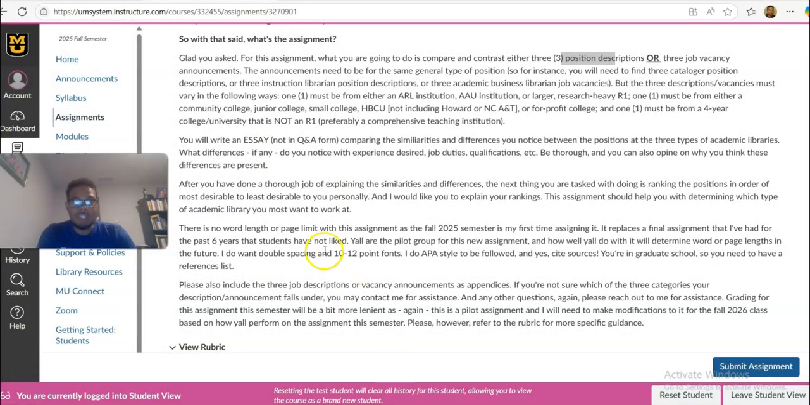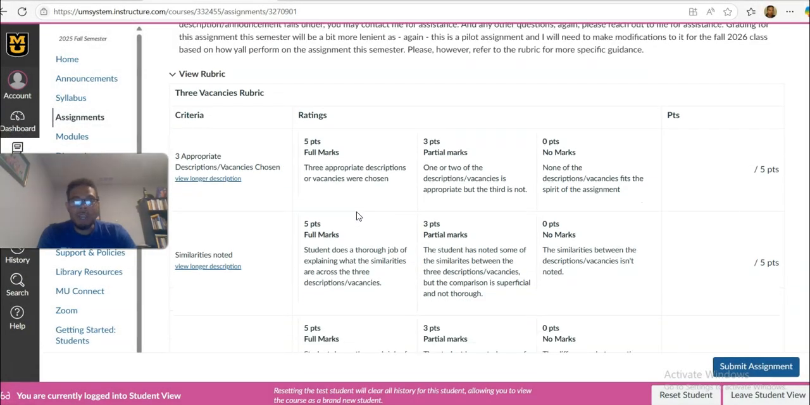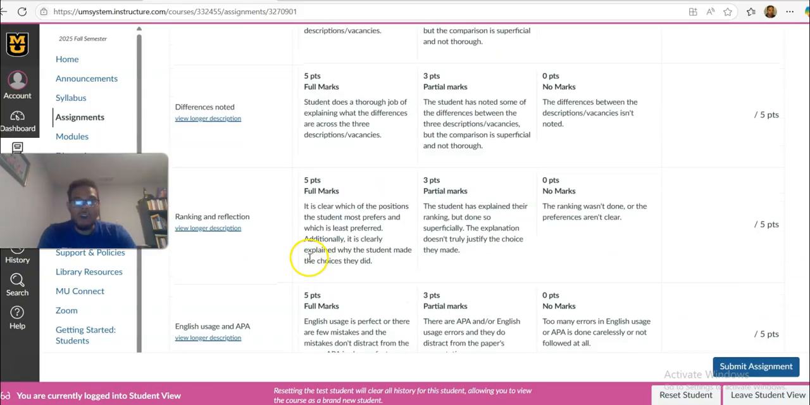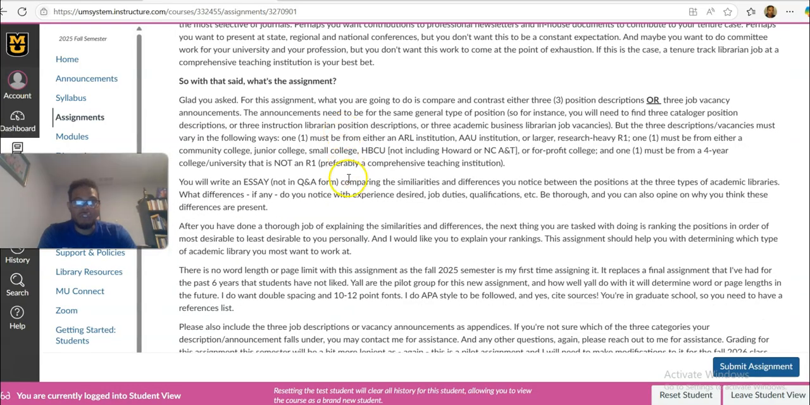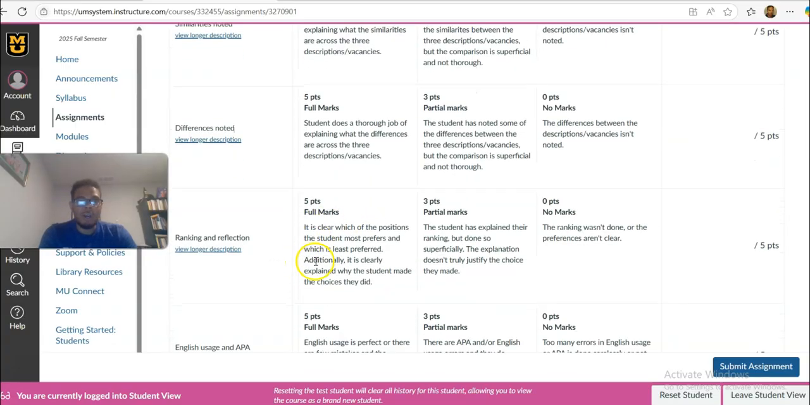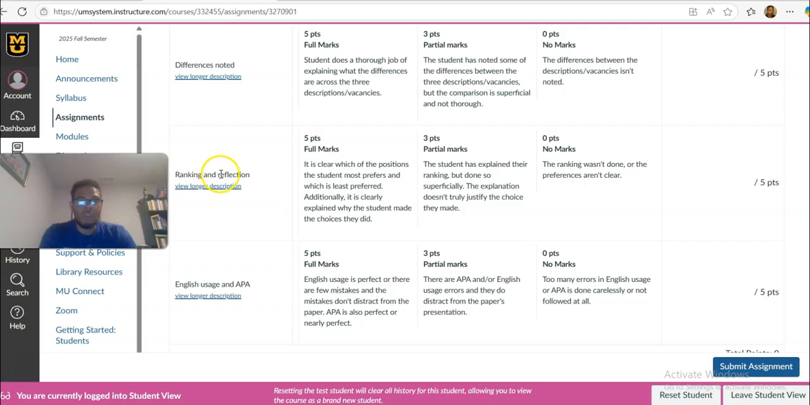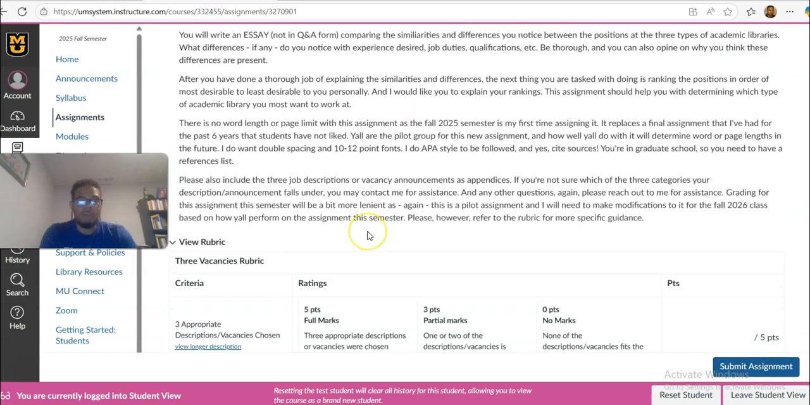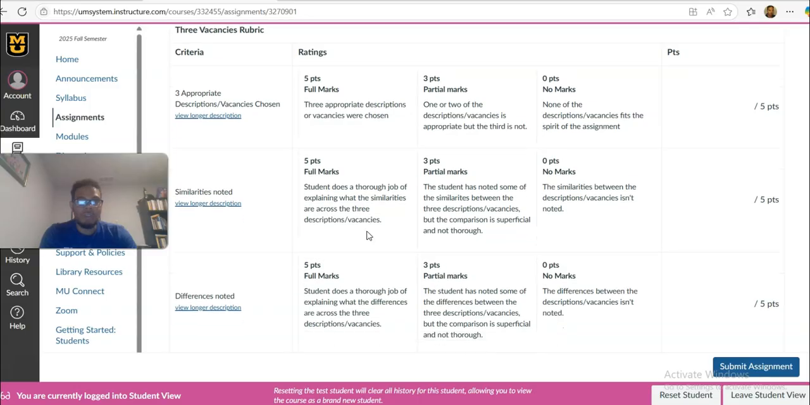What you're going to do in this assignment basically is compare and contrast. That's pretty much it. And you'll see in the rubric prongs how I'm looking at the compare and the contrast. How are they similar? How are they different? And then your ranking and reflection on which you would want to work at most to least. And then also use of English language. So if you read the prompt, hopefully it will be crystal clear what I'm looking for.